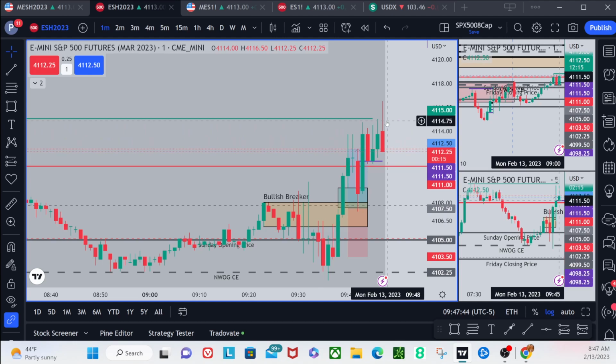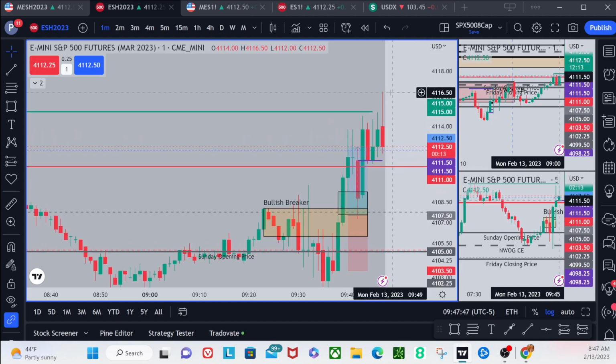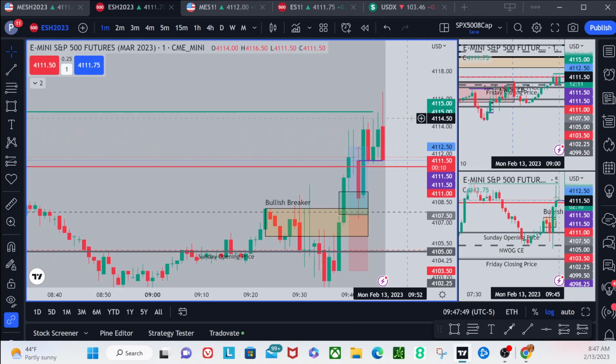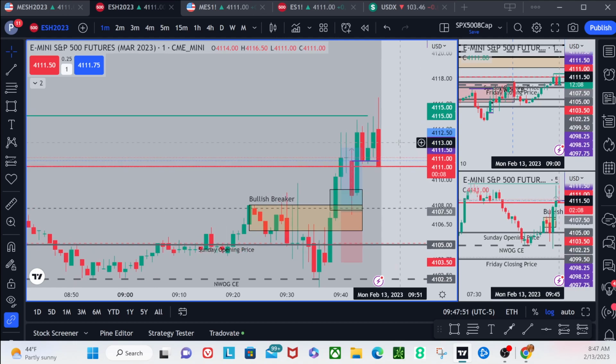Watch this wick right here. I'm watching the midpoint of that with consequent encroachment. We've already tapped it here, so I want to see it expand through. There you go, like that. I'd like to see it print 41.18.